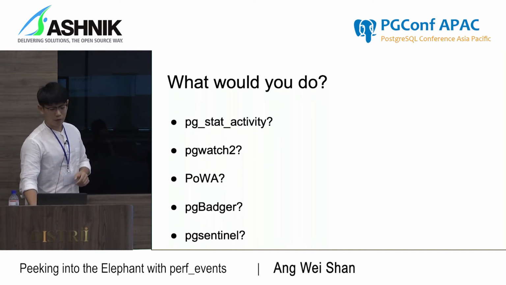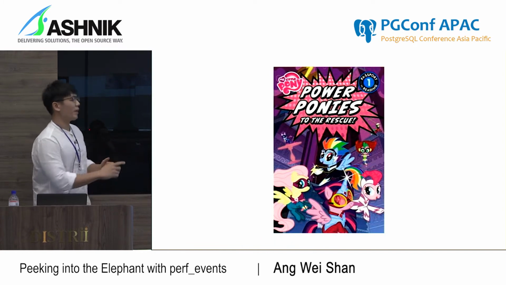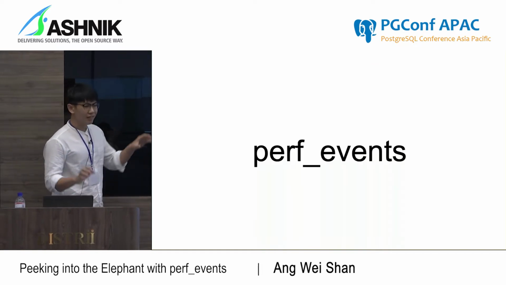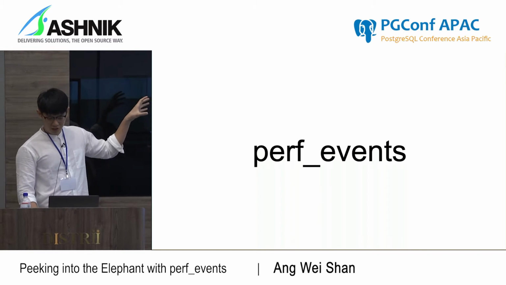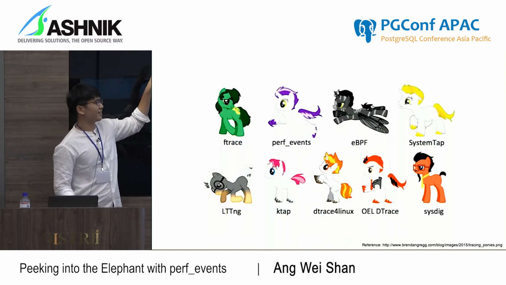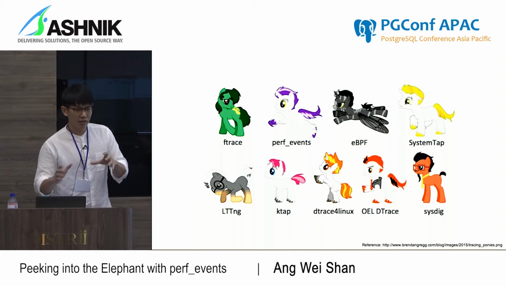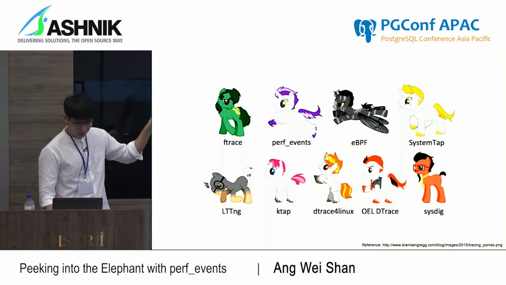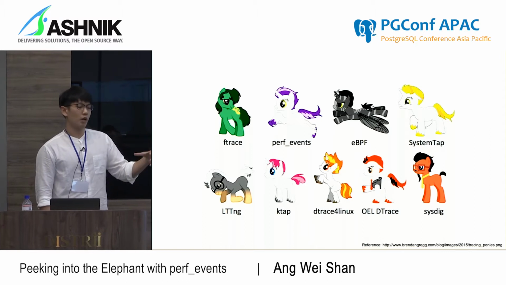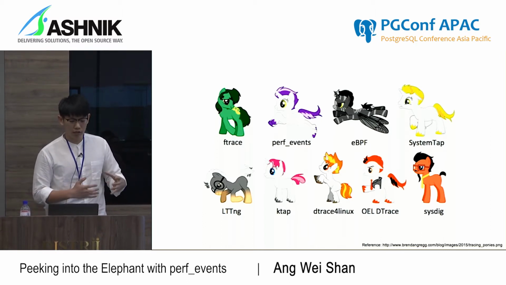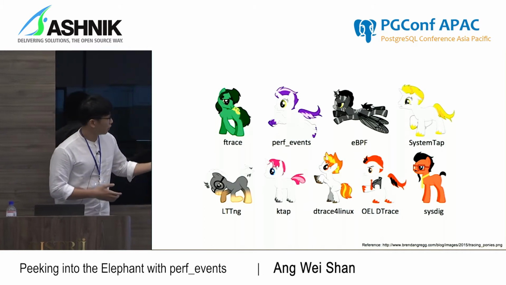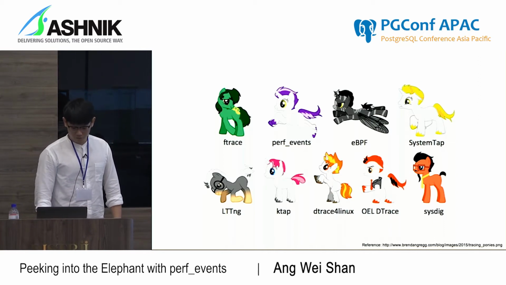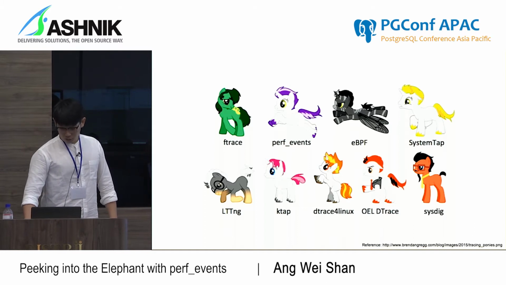So this is where ponies come into the picture. I Googled this, so this is pretty awesome. Perf events: the unofficial mascot for perf events is ponies. Perf events is a system tracer, and there are many system tracers for Linux. These are all the different unofficial mascots for them. In my previous company, I was actually using dtrace. But dtrace isn't available on your typical Linux. It's only available on OEL, so I moved over to perf events. There are others like SystemTap, but I won't go too deep into that.